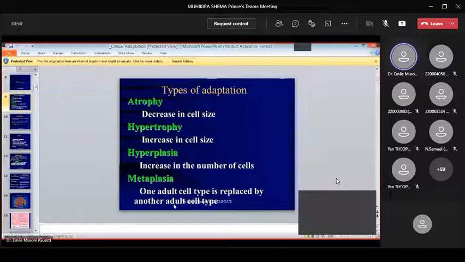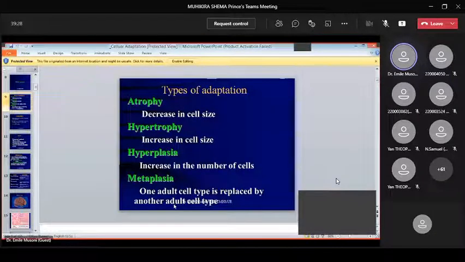So there are 4 types of adaptation. This one is a take-home message. This one you must know: atrophy, hypertrophy, hyperplasia, and metaplasia. This one is a take-home message. Atrophy, a decrease in cell size. Hypertrophy, an increase in cell size. Hyperplasia, an increase in the number of cells. Whereas metaplasia, this one is complicated, one adult cell type is replaced by another cell type.